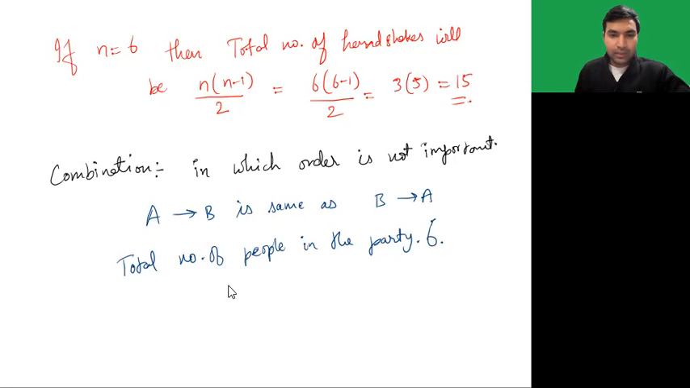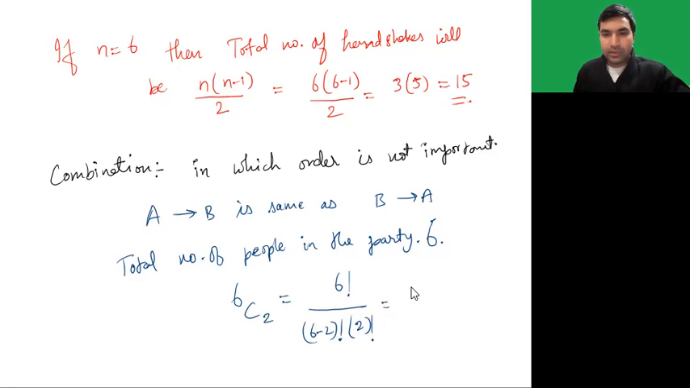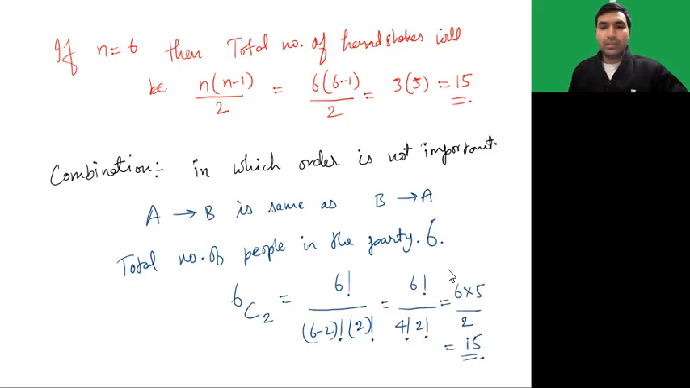Therefore, two persons will shake hand. So out of 6, 2 are shaking hand. So 6C2. What is that? 6 factorial divided by 6 minus 2 factorial into 2 factorial. This turns out to be 6 factorial divided by 4 factorial into 2 factorial, and that is nothing but 6 into 5 divided by 2, which is again 15. So friends, this is the third formula to calculate the total number of handshakes.